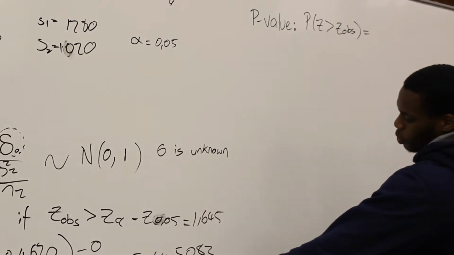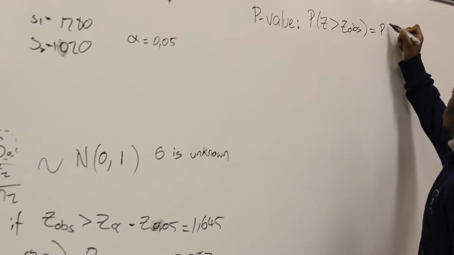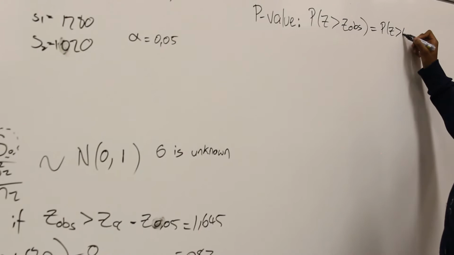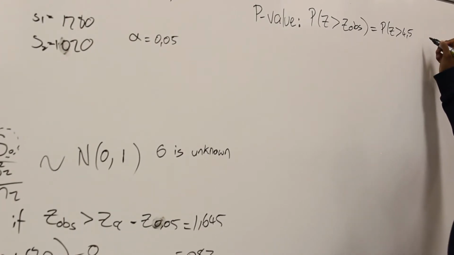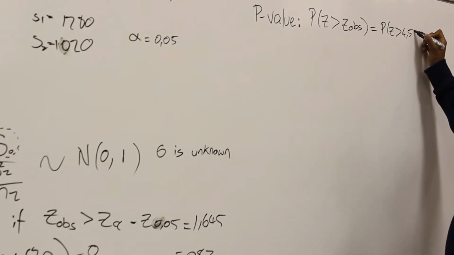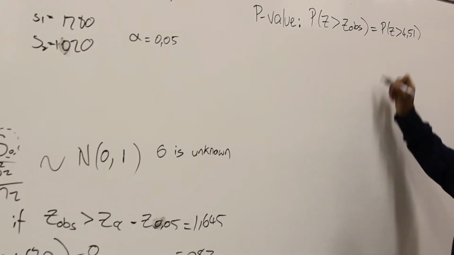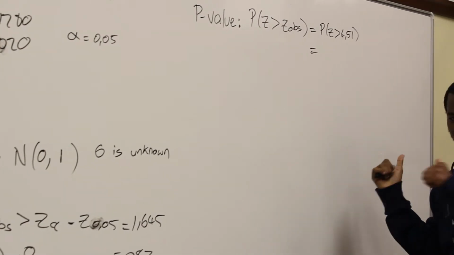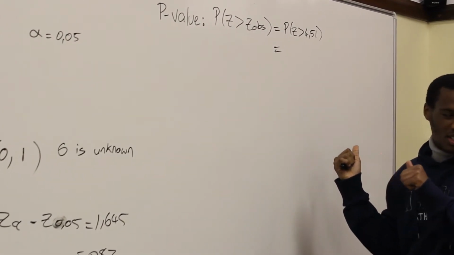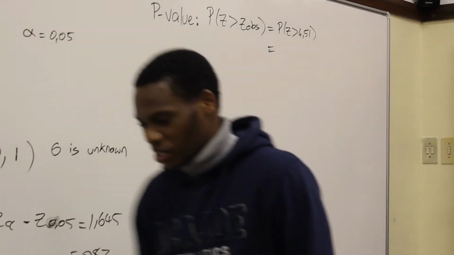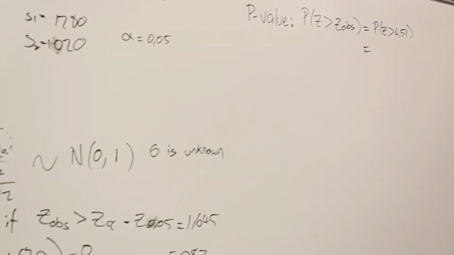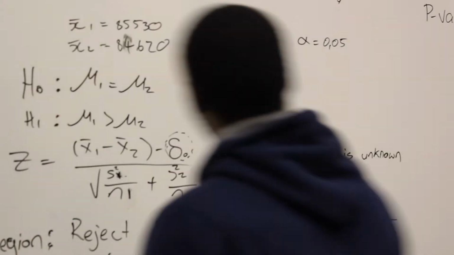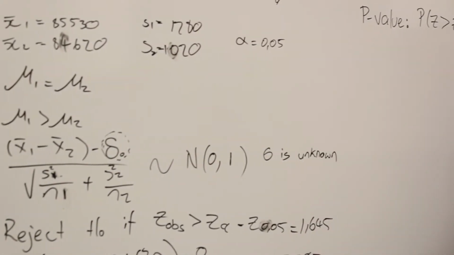Equals, use this one. So it's 5, 1. So the sign must face this way, right? There's a sign. Wait, let me check real quick. Yeah. So it's 1 minus P.